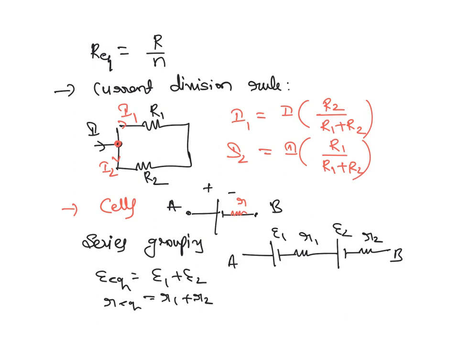Sometimes they ask you to find the terminal potential difference across E1. Terminal potential difference means you need to take the potential difference between these two points. Say this is point A and this is point C. Then VAC is the potential difference between A and C, which is the terminal potential difference across the cell E1. Please try to remember that. After that, we have the parallel grouping of these cells.